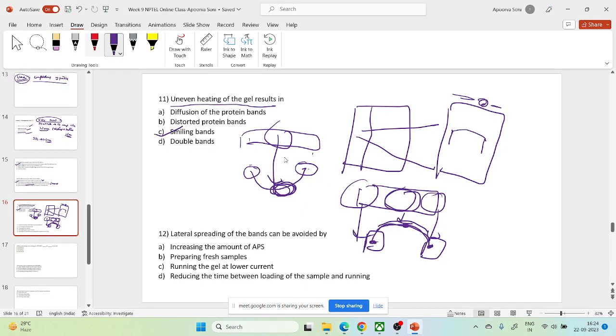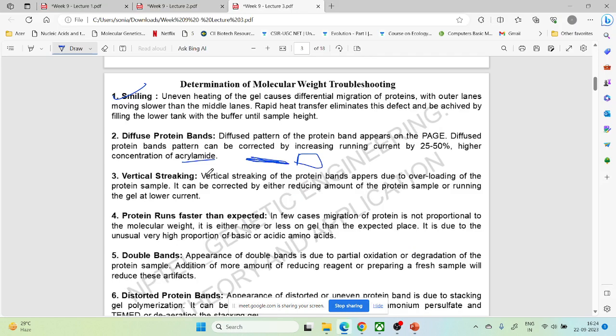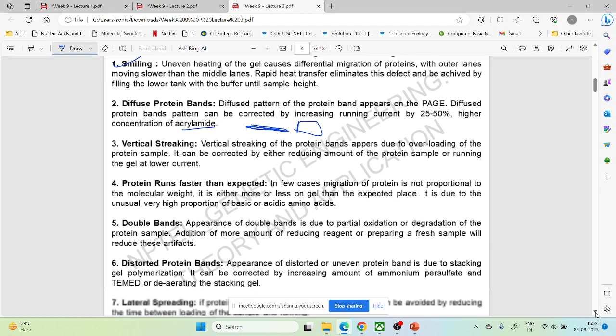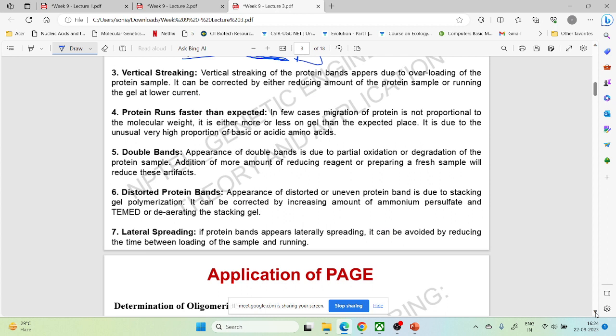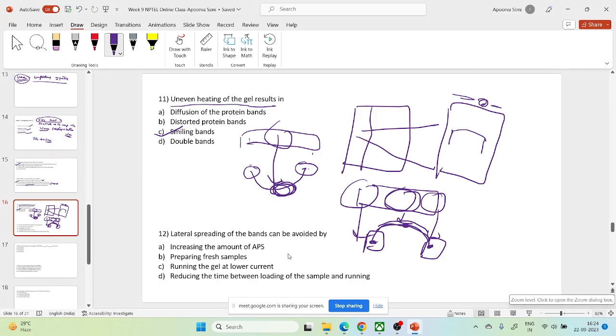Okay. Here the question is lateral spreading. So we'll see how lateral spreading can be avoided. If the protein bands appear laterally spreading, it can be avoided by reducing the time between loading of the sample and running.